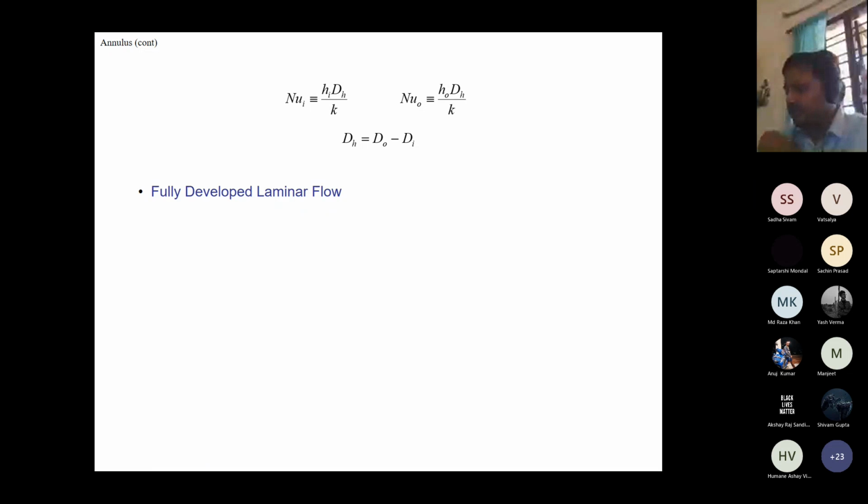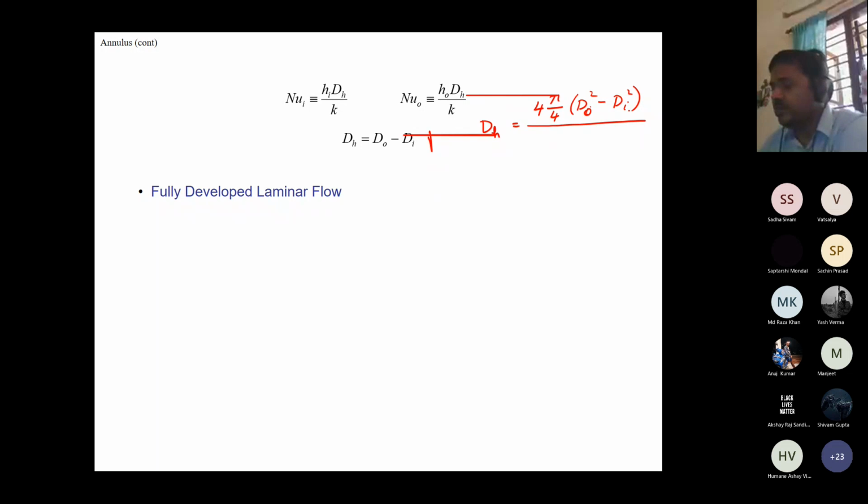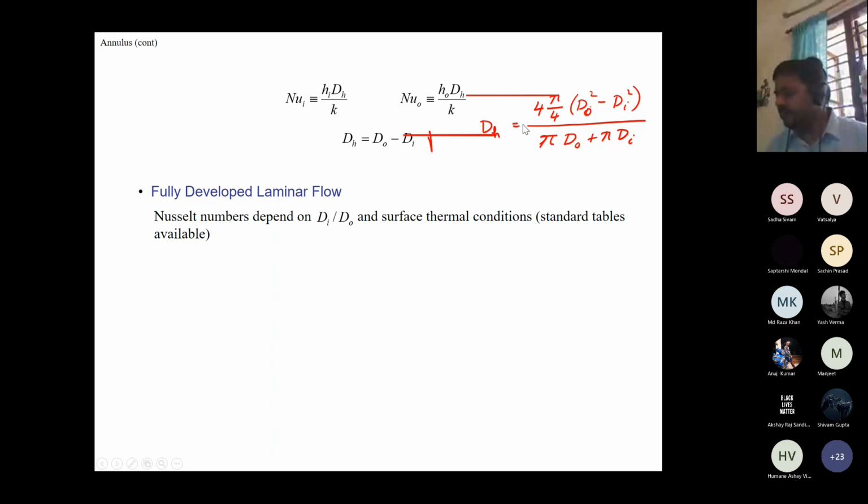But one thing to keep in mind, the hydraulic diameter, highlight the pen. Look at this, hydraulic diameter, DH equals D naught minus Di, where does it come from? You can probably work it out. DH is 4 times the cross-sectional area. What is cross-sectional area? 4 times pi by 4 times d naught square minus di square. And what is the wetted perimeter? That is 2 pi d naught plus pi di. So as you can see, the pi cancels out, and you have d naught minus di left.